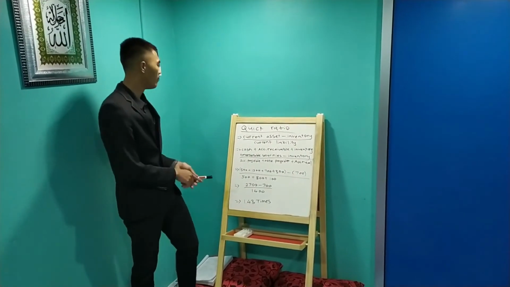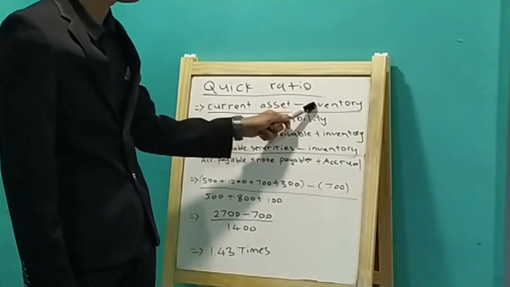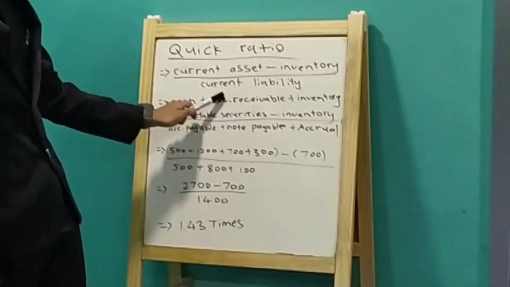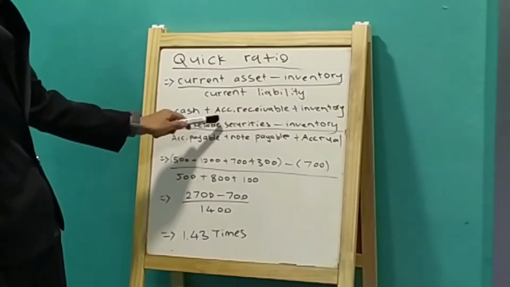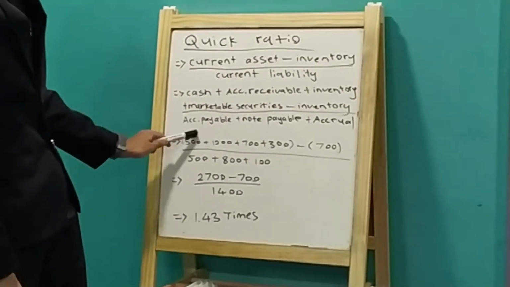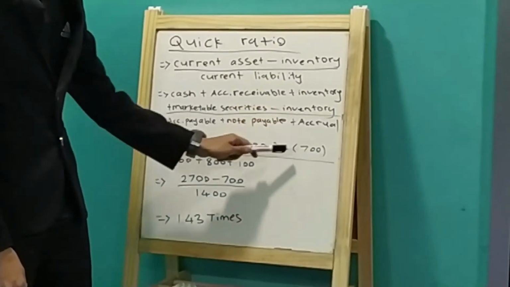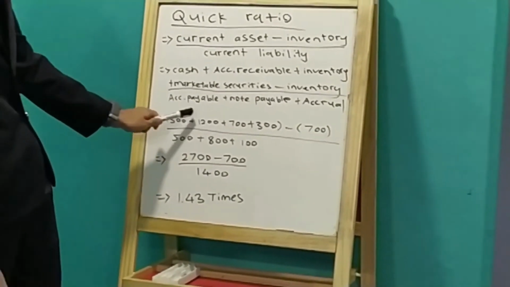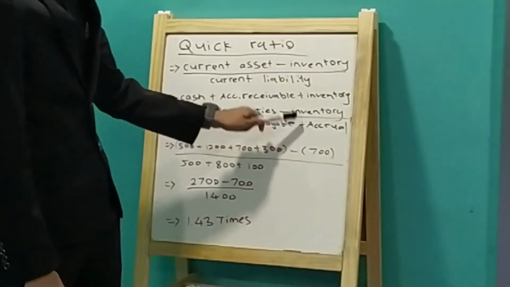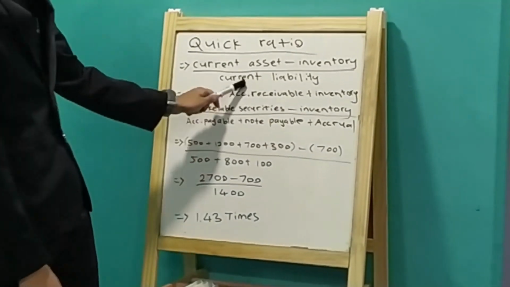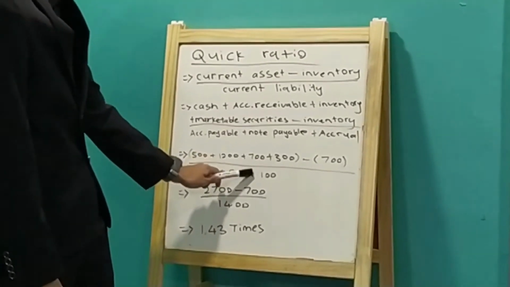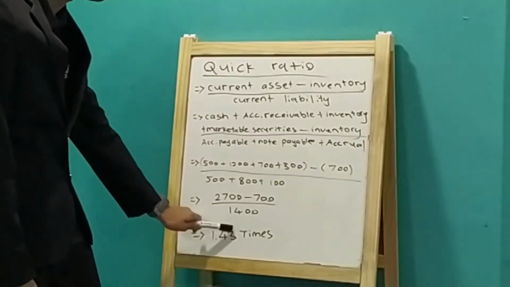Okay, for the quick ratio, we have to use current assets minus inventory divided by current liabilities. For the current assets, cash plus accounts receivable plus inventory plus marketable securities minus the inventory, divided by total current liabilities: accounts payable plus notes payable plus accruals. So 500 plus 1,200 plus 700 plus 300 minus inventory 700, divided by total current liabilities, which is 500 plus 800 plus 100. The final answer is 1.43 times.